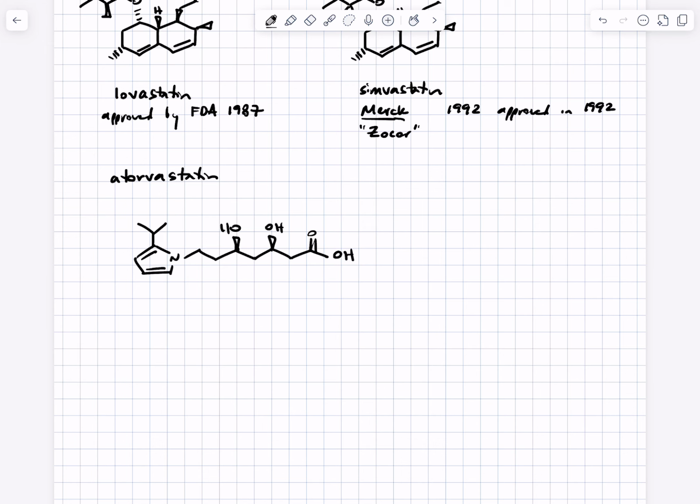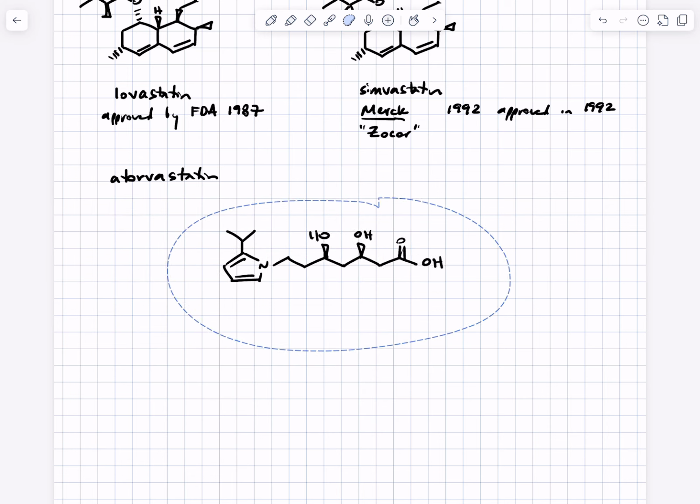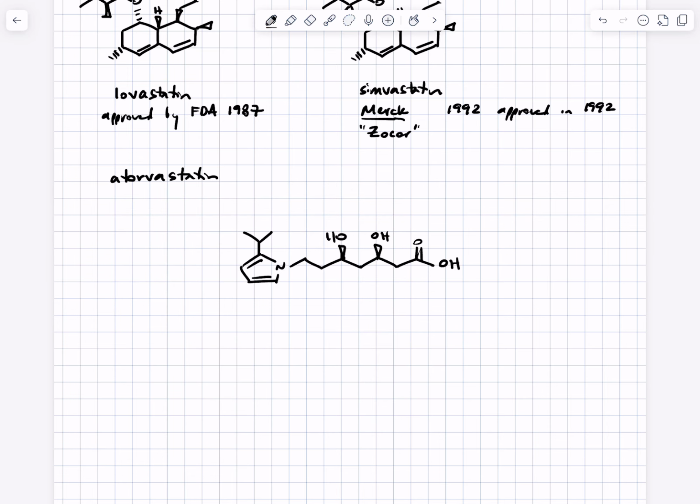But we're not done yet. There's more. There is a benzene ring here that has a fluorine, and there is another benzene ring here, and then an amide, and another benzene ring here.